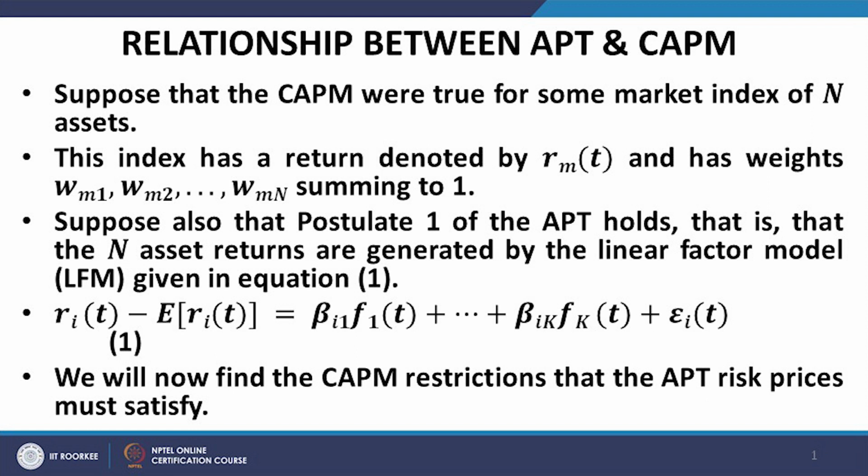So, using equation number 1, we can write the return on the ith security in the form which is given here on this slide. We now find the CAPM restrictions that the APT risk prices must satisfy in order that the CAPM may hold. Now, the return on the market portfolio, RMT, is the weighted average return of the constituent securities. That is what is represented in equation number A on this slide.